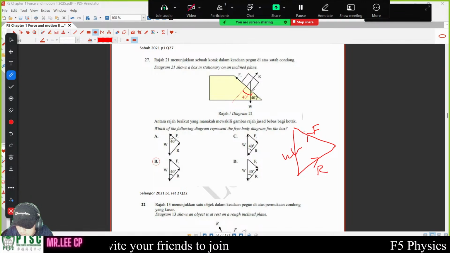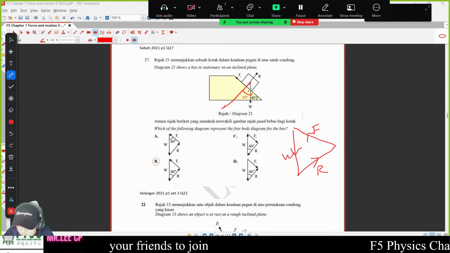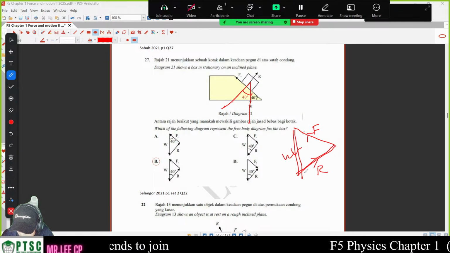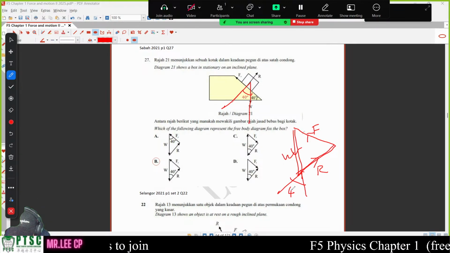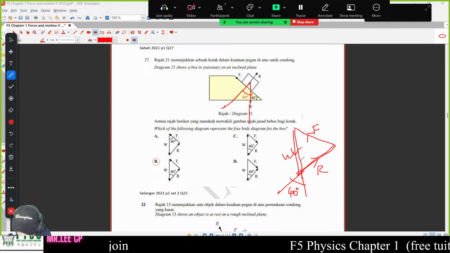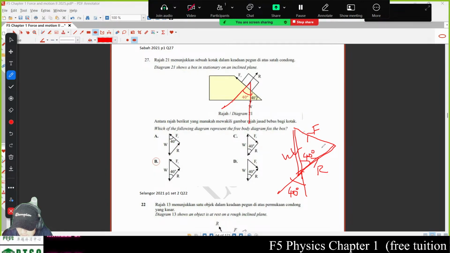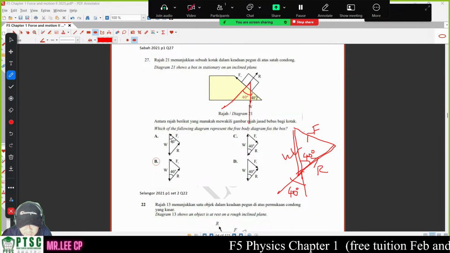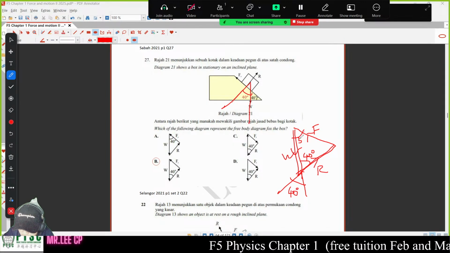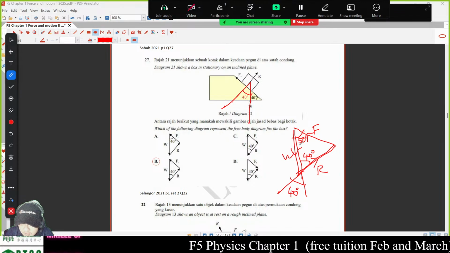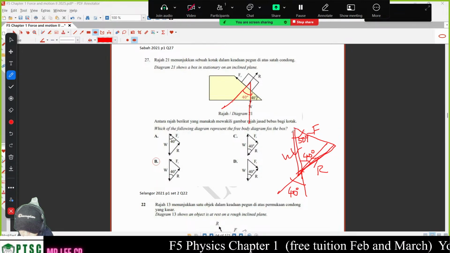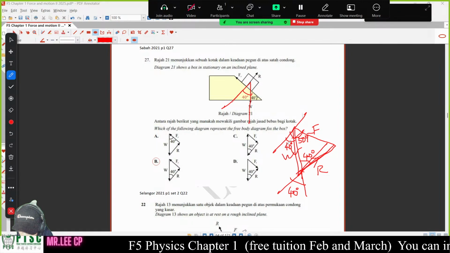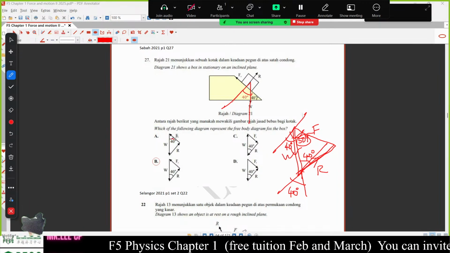So the angle here is 40. It's in between R and W, so meaning that this one is 40. Right? So the answer is B. So this 40 is wrong. This one should be 50, because R here is in this direction. So here is 40. When this one is 40, this one is 90. 90 minus 40, this one's supposed to be 50.